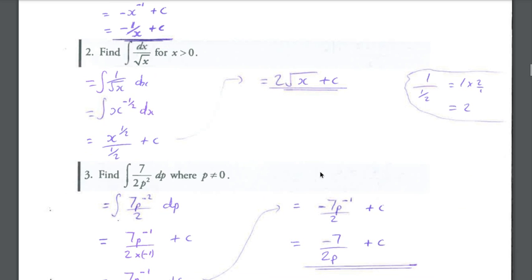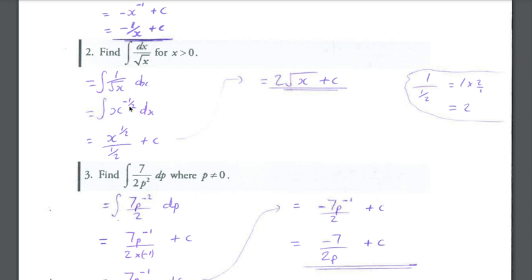Question number 2. dx over root x, so again, that would just be 1 over root x dx, because we can think of dx as 1 multiplied by dx. So 1 over root x, and again, root x is x to the half. So we need to bring it from the denominator up to the numerator, so it'll be x to the power negative 1/2 dx, the integral of x to the power negative 1/2 dx. So add 1 to the power, divide by the new power.